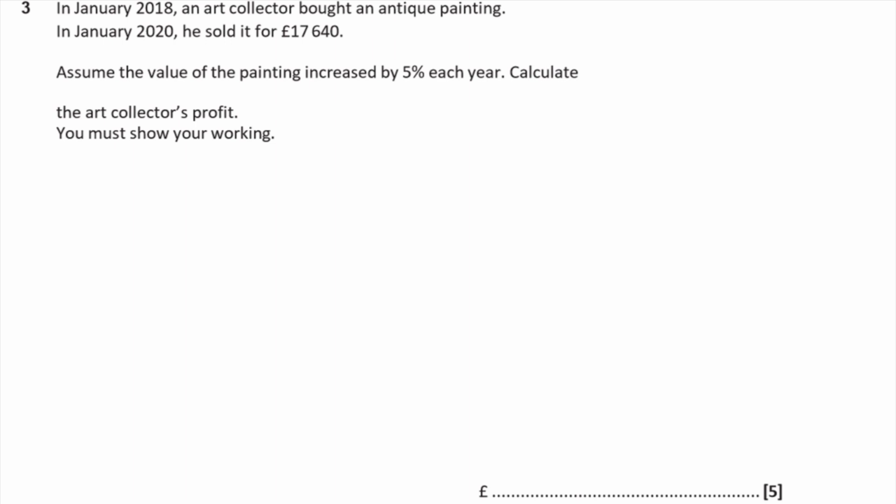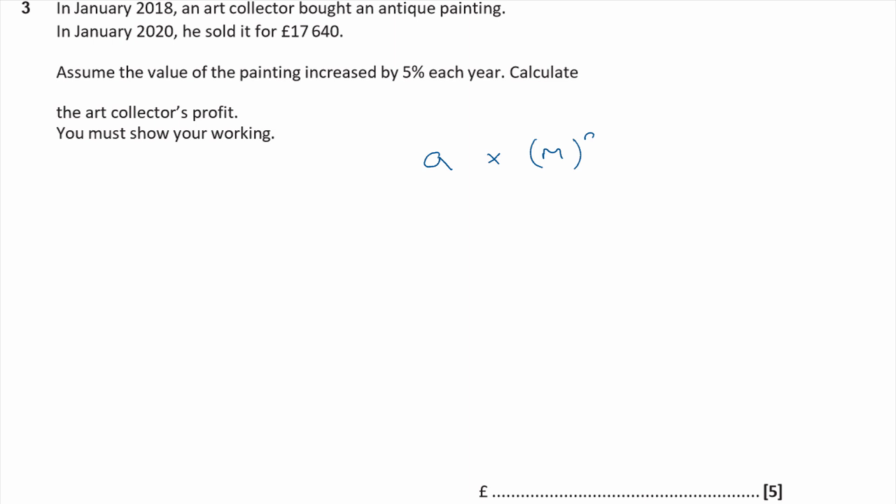Okay, so this appears to be a reverse compound interest question, doesn't it? Because we're applying 5% over a number of years. How many years is it? 2018, 19, 20, so 2 years. So normally when you do a compound interest question, you take your value and you multiply it by your multiplier, and then you raise that multiplier to the number of years that you've got, isn't it?